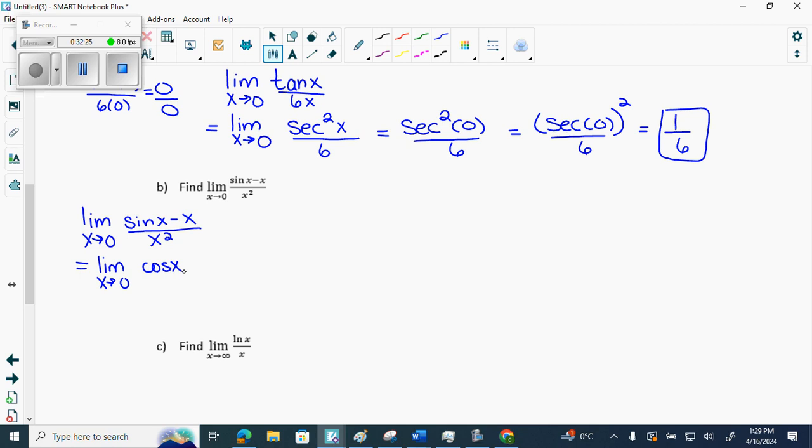So the derivative of negative x is minus 1 over 2x. Oh, crud. I fill 0 in. I'm going to get 1 minus 1 over 0, which is 0 over 0. Uh-oh. So what do I do?